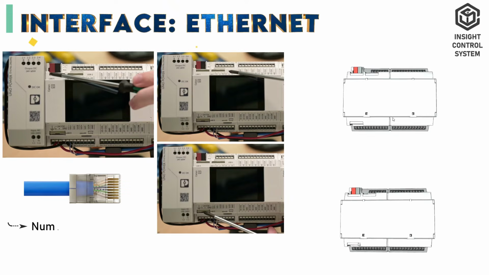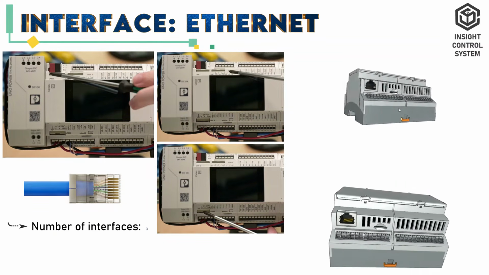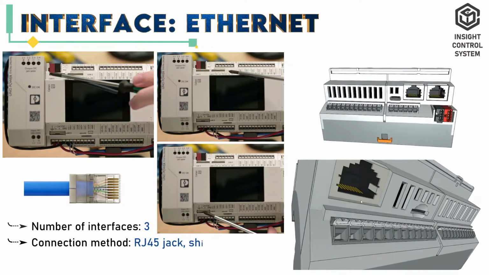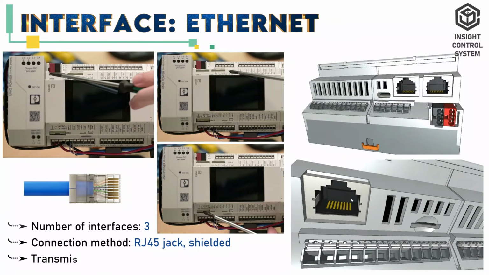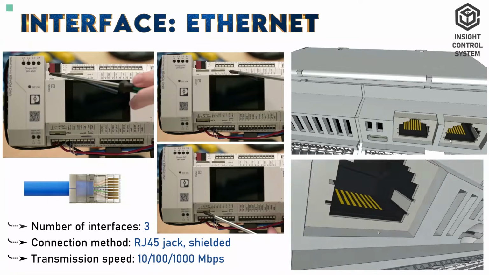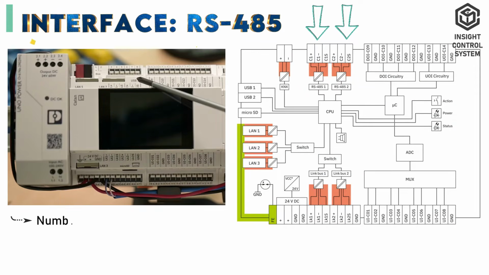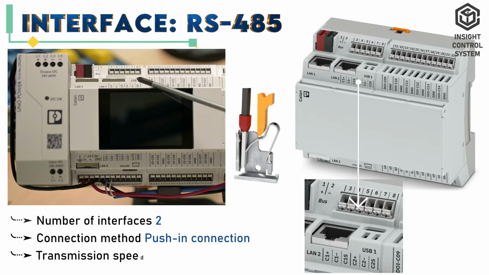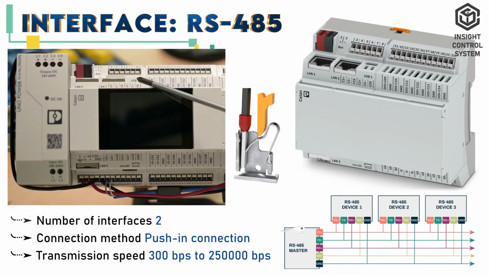This is the Ethernet interface port. Number of interfaces is 3. Connection method is RJ45 jack, shielded. Transmission speed is 10/100/1,000 Mbps. This is the RS485 interface port. Number of interfaces is 2. Connection method is push-in connection. Transmission speed is 300 to 250,000 bits per second.